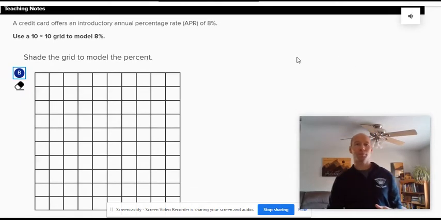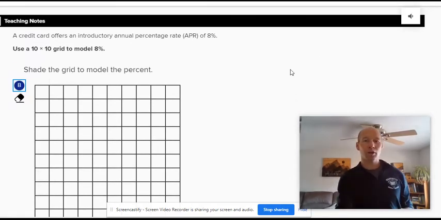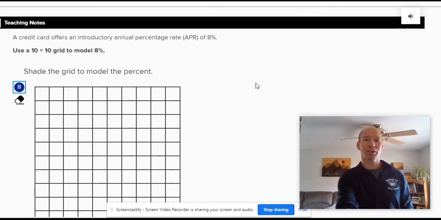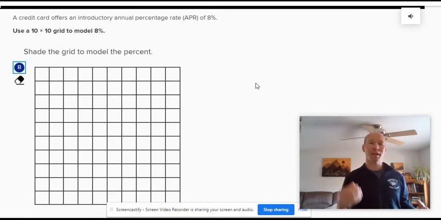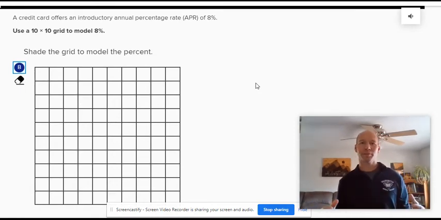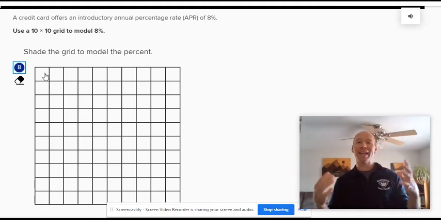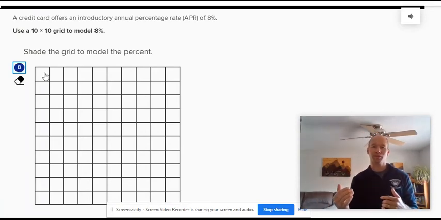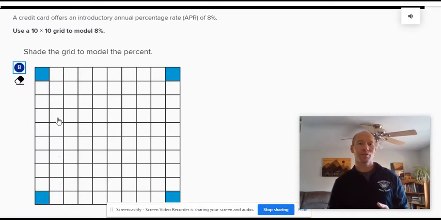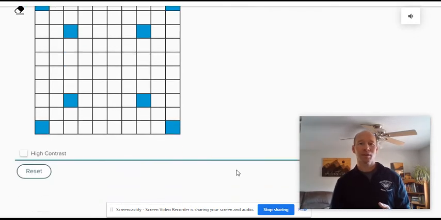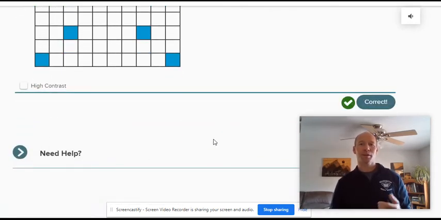All right, we've got another question here. A credit card offers an introductory annual percentage rate, or APR, of 8%. So it says use a 10 by 10 grid to model 8%. How would I do that? I need to shade in 8 because there are 100 squares. 10 times 10 is 100. There are 100 squares on this grid. So all I need to do is shade in 8. Now I like to make a little design. So I've got 1, 2, 3, and 4, 5, 6, 7, and 8. And I'm going to check that, and it's going to say, got it.